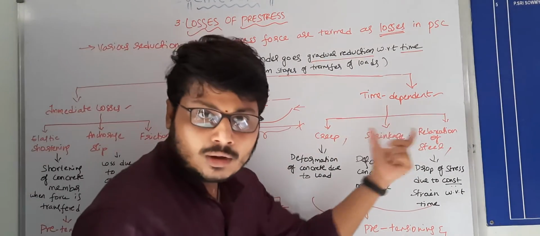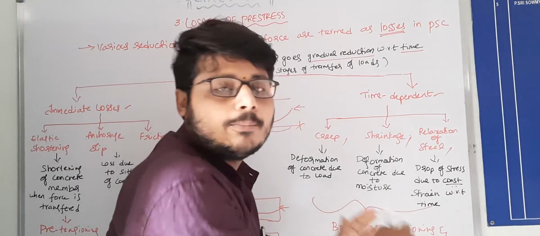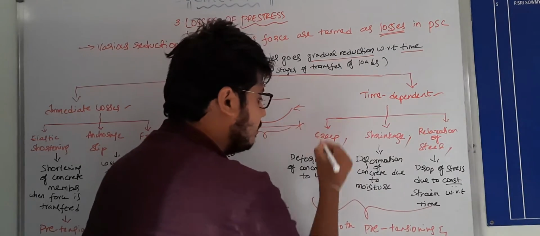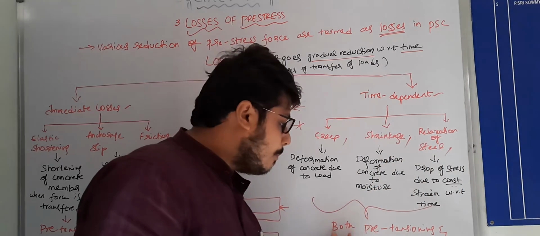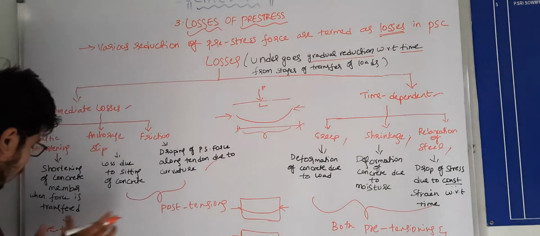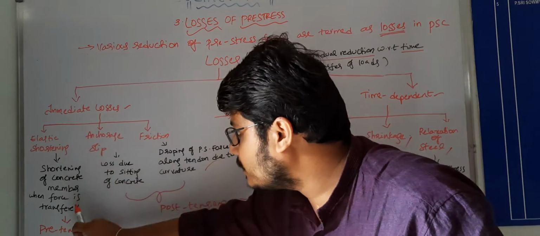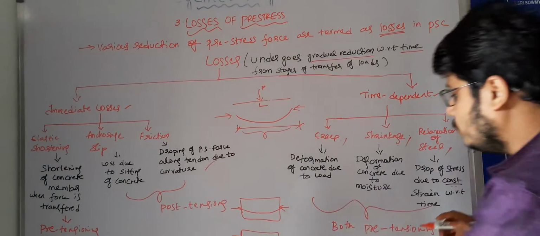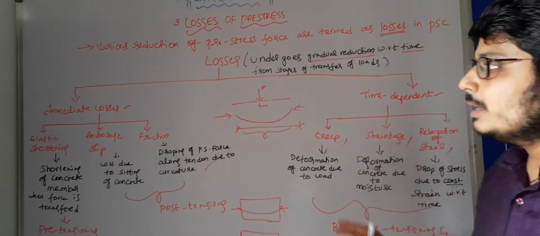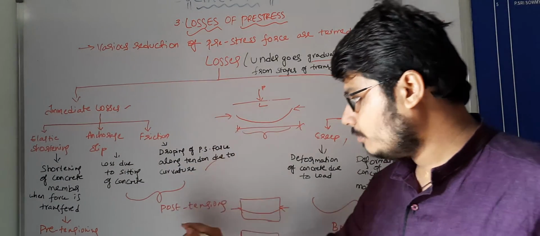Keep in mind that the time dependent losses come under both categories, pre-tensioning and post-tensioning. If they ask to calculate pre-tensioning losses, you should calculate these three, creep, shrinkage and relaxation, which come under both. Among immediate losses, only elastic shortening comes under pre-tensioning. So for pre-tensioning you should calculate four losses: elastic shortening, creep, shrinkage and relaxation of steel. For post-tensioning, these three, plus anchorage slip and friction, also come under post-tensioning losses.